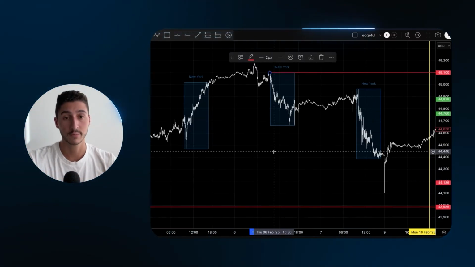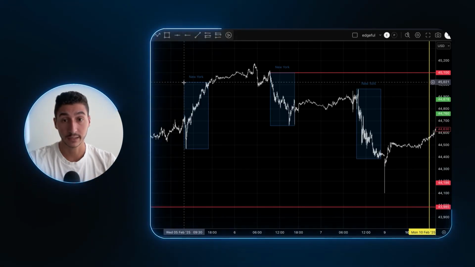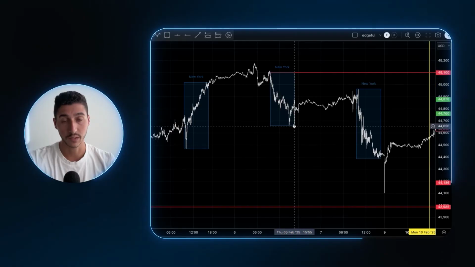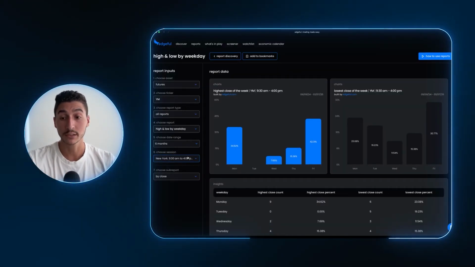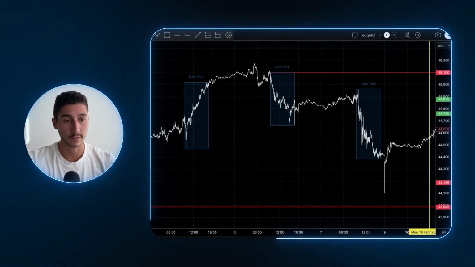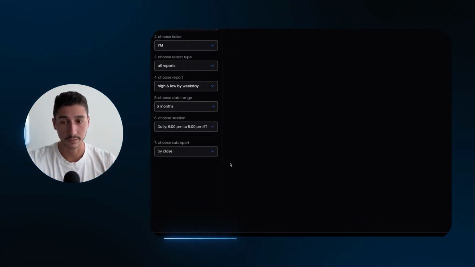It's really, really important that you know that the high of the week can only be the price action within the New York sessions. It can only be here. So this is completely ignored here. If you want to look at all of the price action, the complete Globex, everything, then you need to go to the daily session here.